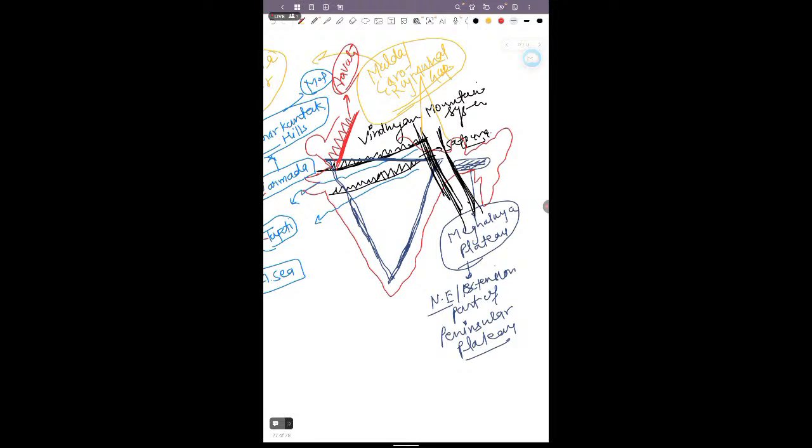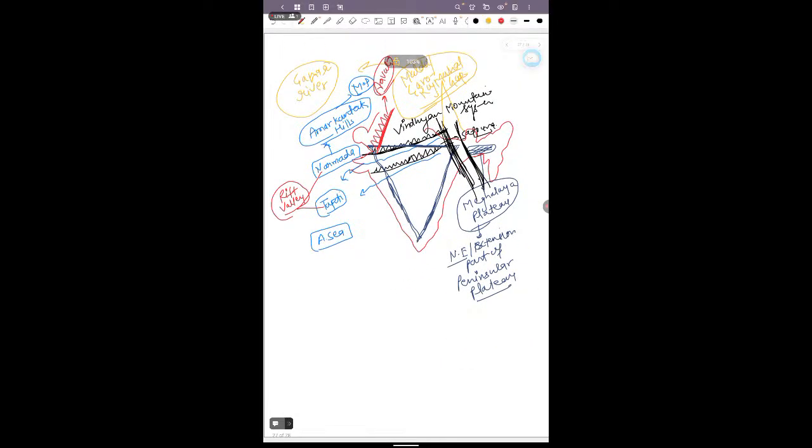So we have seen the location of the Peninsular Plateau and how it extends towards the east, that is the Meghalaya Plateau, and how the Meghalaya Plateau and the rest of the Peninsular Plateau got separated, and the valley through which the Ganga river flows and reaches the sea. We have seen all the things.